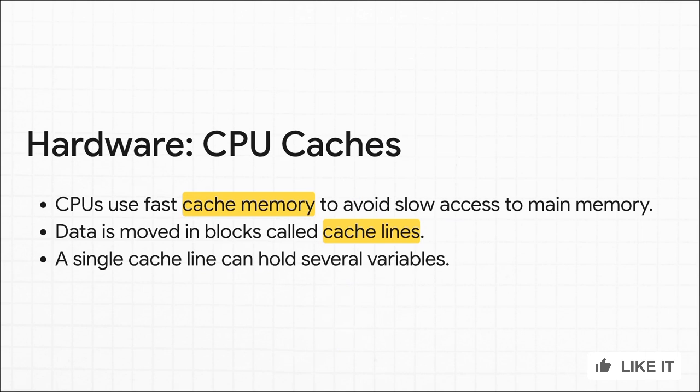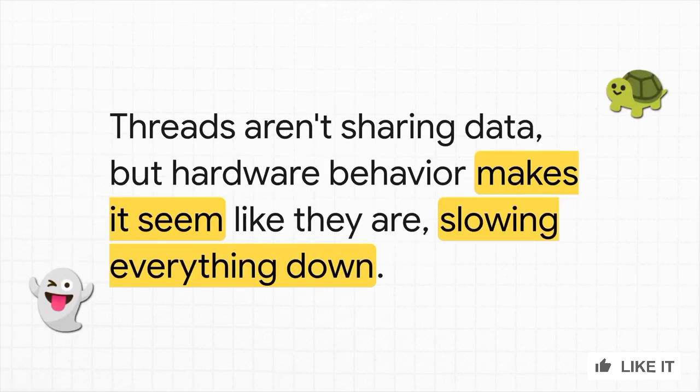So let's take a real quick detour into computer hardware. Your CPU has a tiny amount of super fast memory right on the chip called a cache. Getting data from this cache is lightning fast compared to going all the way out to your computer's main memory, the RAM. To be efficient, when the CPU needs some data, it doesn't just grab one little piece, it grabs a whole chunk of nearby memory called a cache line. And this is the key part. That one cache line might be holding several of your variables all squished together. And this brings us to this weird phenomenon called false sharing.